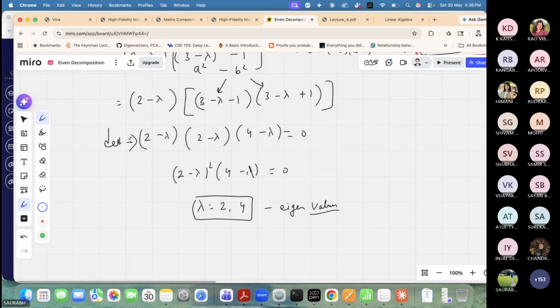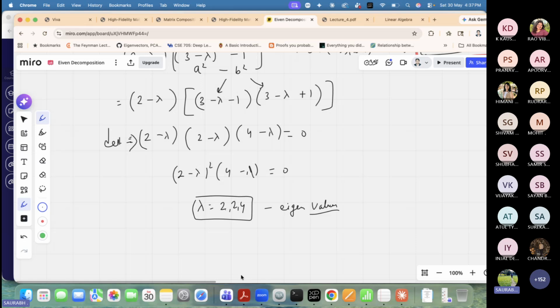So shouldn't it be 2 comma 2 comma 4? Yes, it should be 2 comma 2 comma 4. I have just written there are two unique values, 2 and 4, but the eigenvalues are 2, 2 and 4. So does it make a difference? It does make a difference because you have a three-dimensional matrix.